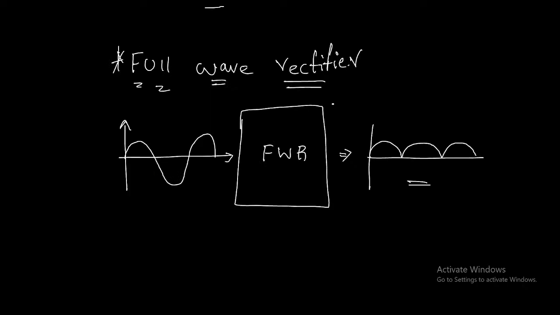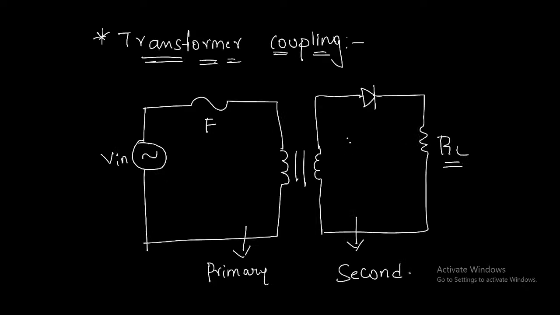Secondary voltage is nothing but the voltage which is appearing on the right hand side. This is the secondary voltage, that is the voltage which is going to be given to our diode, and this is our primary voltage. On the left hand side is our primary voltage, that is what we are getting from our voltage source.